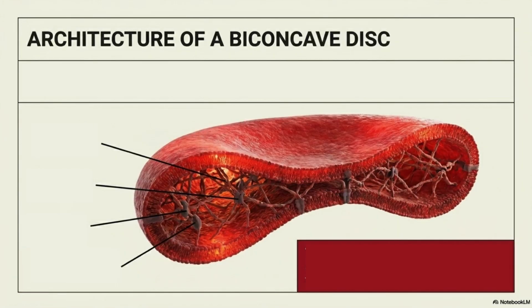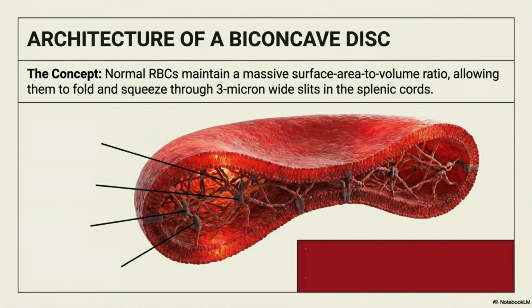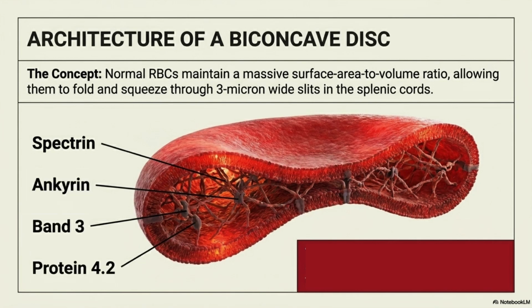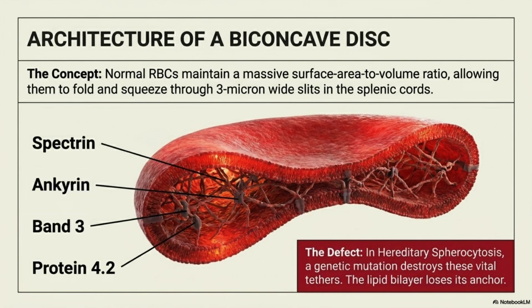Now let's examine the architecture of a biconcave disc. The key concept is that normal RBCs maintain a massive surface area to volume ratio, allowing them to fold and squeeze through 3 micron wide slits in the splenic cords. This structure depends on tethers made of spectrin, ankyrin, band 3, and protein 4.2. The defect in hereditary spherocytosis is a genetic mutation that destroys these vital tethers. As a result, the lipid bilayer loses its anchor.